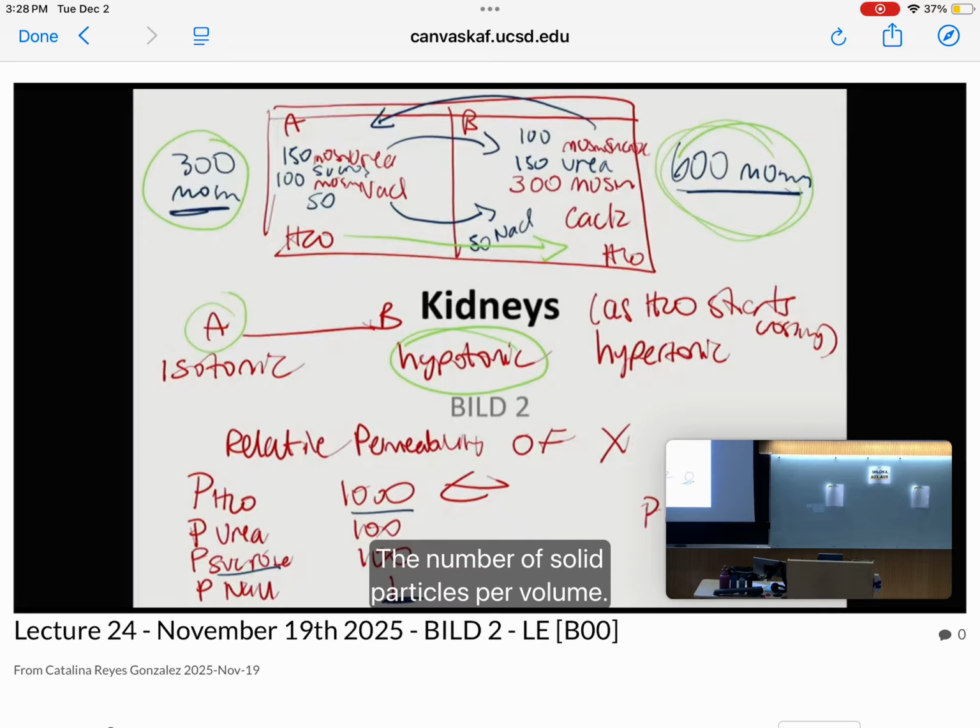The number of solute particles per volume. Okay, I see what you mean. Yes, you still have 600 milliosmolar, because you have a higher number of solute particles. But water moved to try to dilute that. So you did increase the volume of water. So yeah, eventually that osmolarity will be the same.